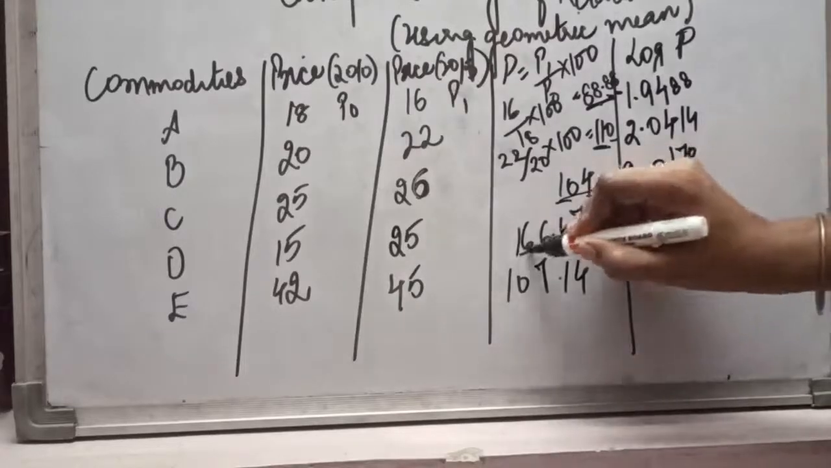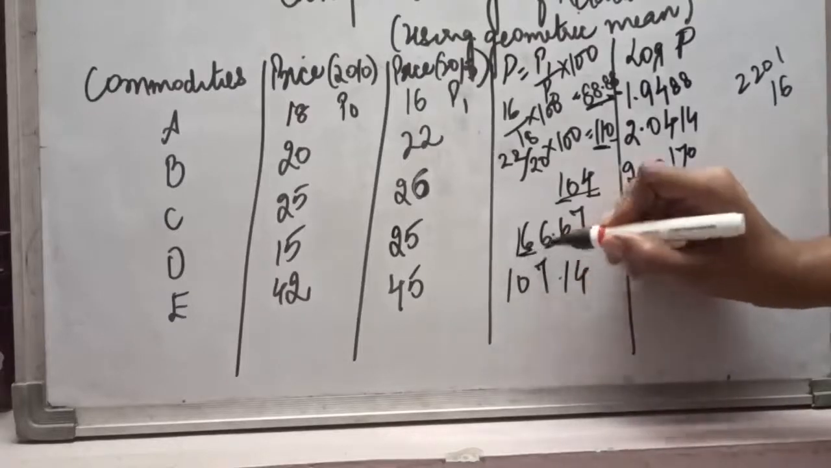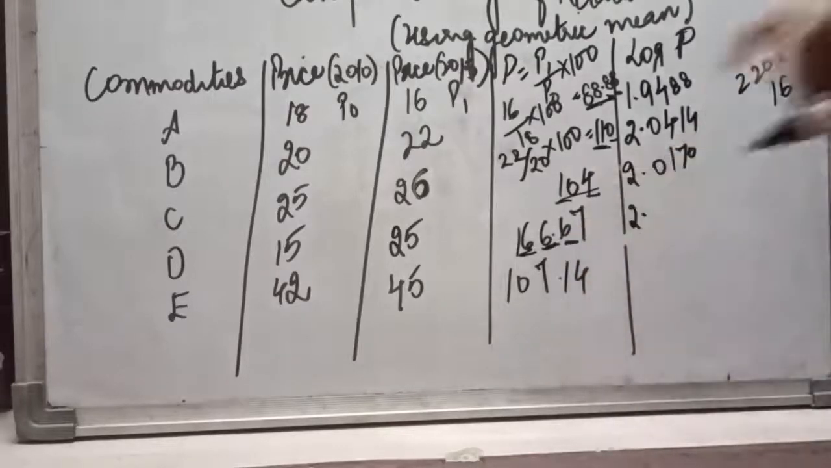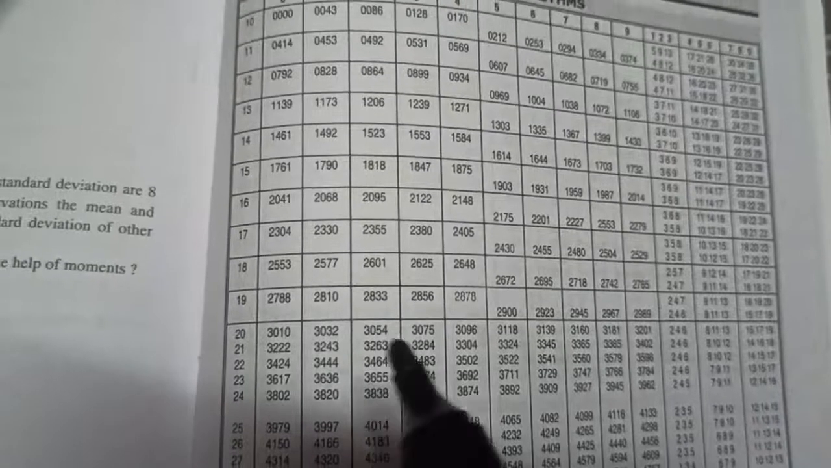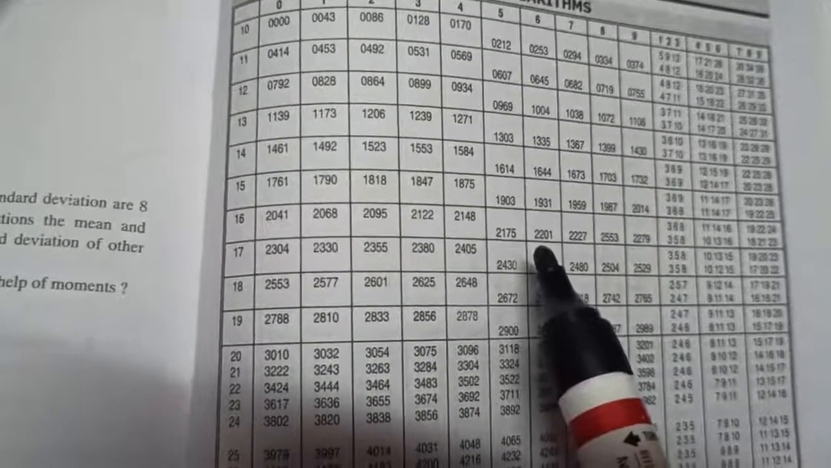Now I will see 16 under 6, again under 6. Now 16, if I look at the table, 16 under 6 it is 2201. And again I have to see under 6, if I go further below. I have seen 16 first under 6, again under 6. I'll just show you from the table also. If I look at from here, 16 under 6, the value is 2201.